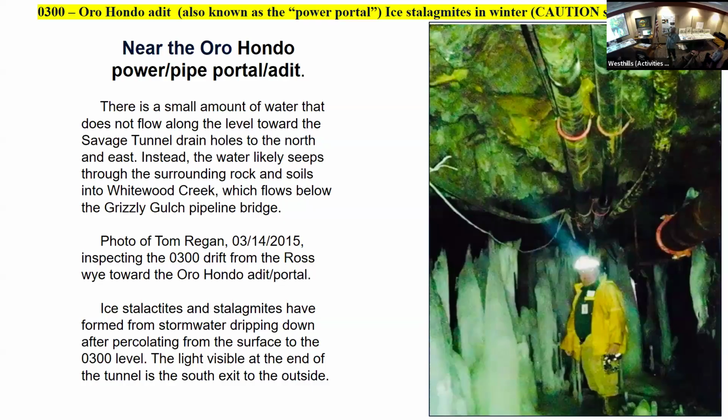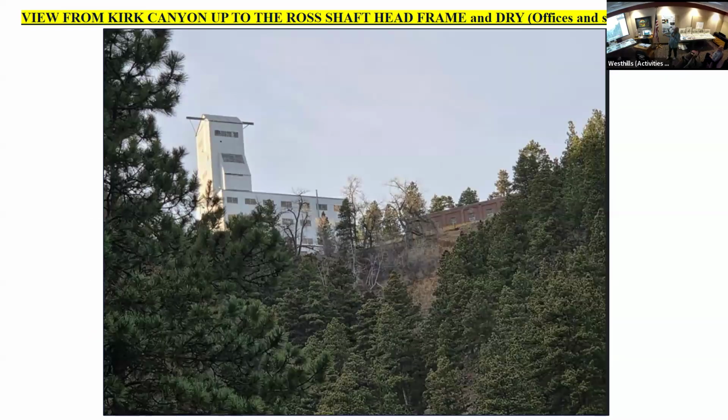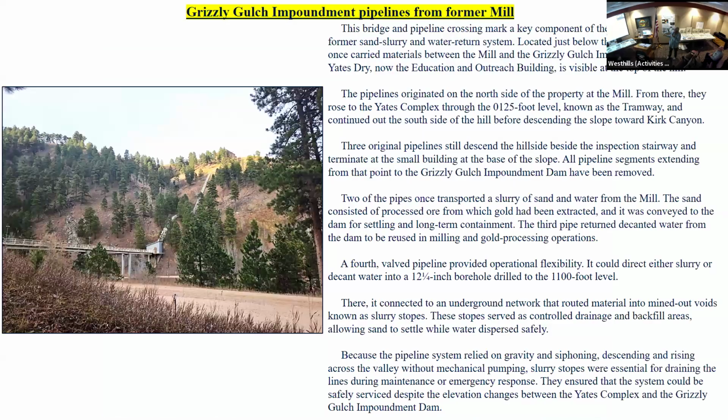This is one of my favorite pictures from the 300-foot level from 2015 when I was doing inspections in March 14th. Those are ice stalactites and stalagmites. You can see in the background just a little bit of light at the end of the tunnel. That's the adit that goes out where the explosives adit were. Looking up from that intersection is the Ross shaft, and the brick building is the shower rooms and offices.